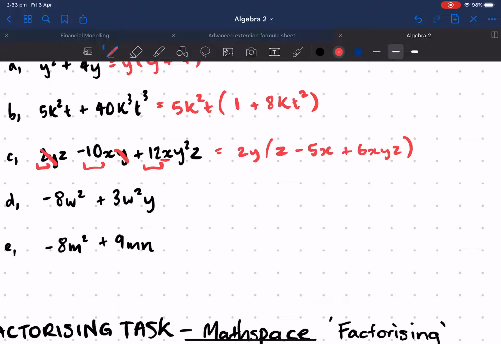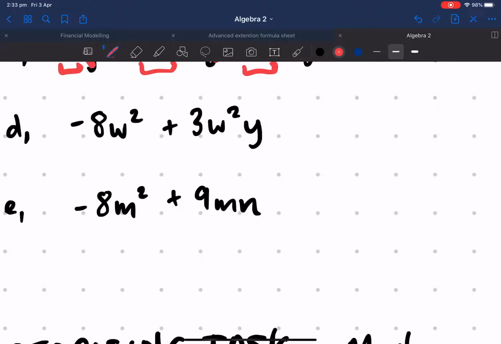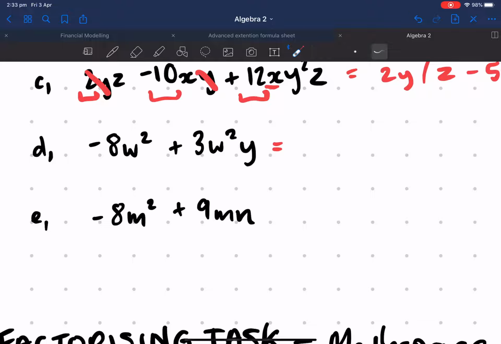Okay, 2 last ones. These have some negatives, some squareds, just same stuff, just look a little bit scarier. Again, we're going to start with numbers. Is there a number that goes into both 8 and 3? I can't think of one besides 1. And again, 1 doesn't help me. So I'm not pulling a number out the front this time. But you'll notice that there's a w squared here and a w squared here. Now that means I can pull out that whole w squared because that bit is the same in every term. I can't do that with y, so it's just w squared out the front. Now, if I get rid of the w squared here, I'm just left with negative 8 plus 3y.